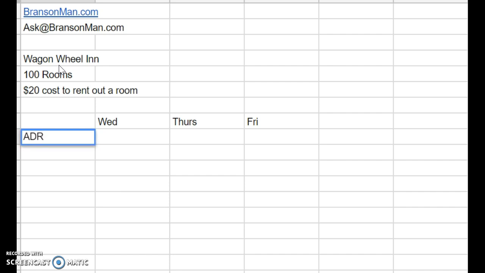ADR is the average daily rate. So we'll say on Wednesday it was $60. Now, it could be that rooms on Wednesday cost $65, but half of the hotel was filled with a group, and we gave them a great rate at $55. So the average daily rate, when you take what you sold all the rooms for and divide it by the number of rooms sold, on average, $60 is what it sold for.